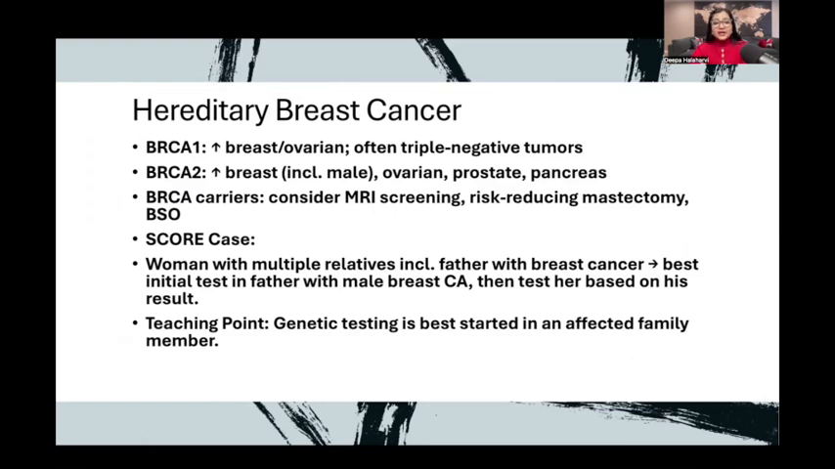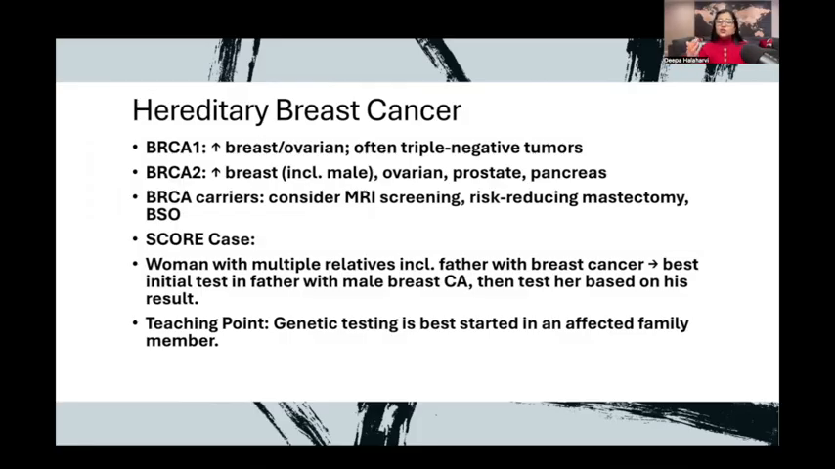BRCA carriers need MRI screening as well as mammograms. I like to alternate them, though you don't have to. You could get them at the same time. But for me, it makes sense to alternate every 6 months for them to have imaging, so MRI alternating with the mammogram.